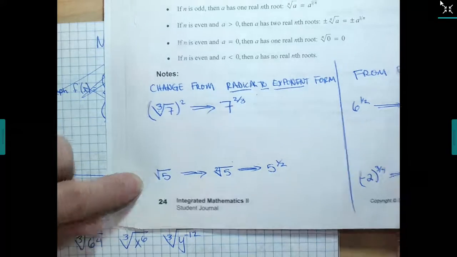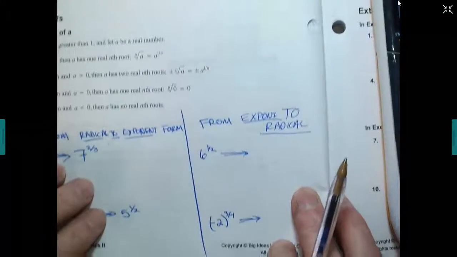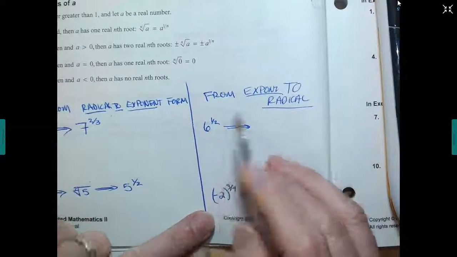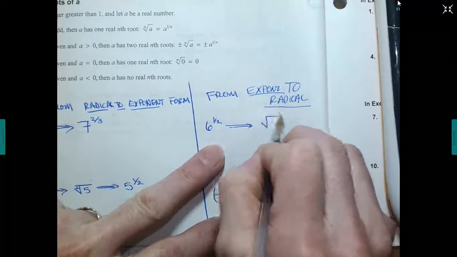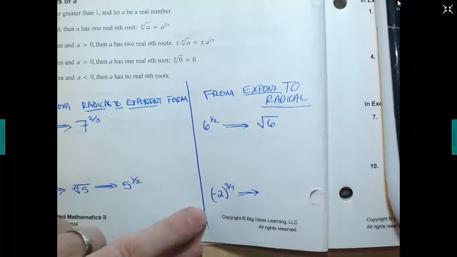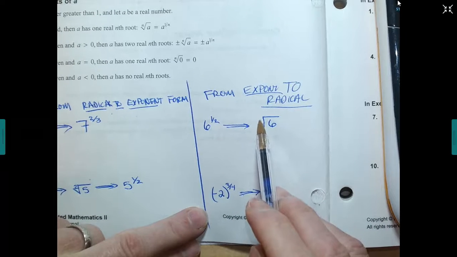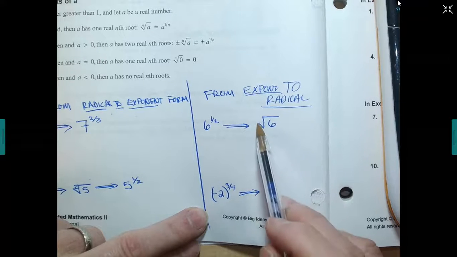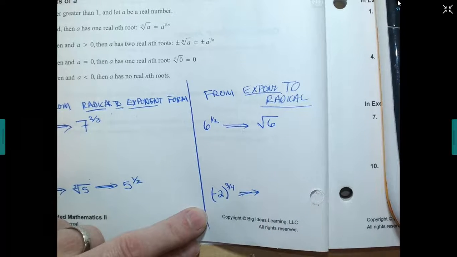Okay, now let's go the other direction. Let's go from the exponential to the radical. Hey, look, 1/2, that just means square root. So this is the square root of 6. Now you could put a 2 in here, that wouldn't be wrong. It would just be the same thing. A 2 in here is the same as written like this.